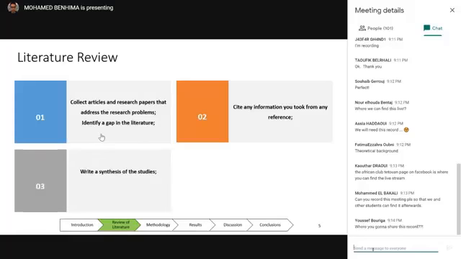Then write a synthesis of studies. That is, you should summarize what studies have tackled, and don't be just descriptive. I mean, you should also be critical, so to speak. That is, you should criticize what others have not dealt with.